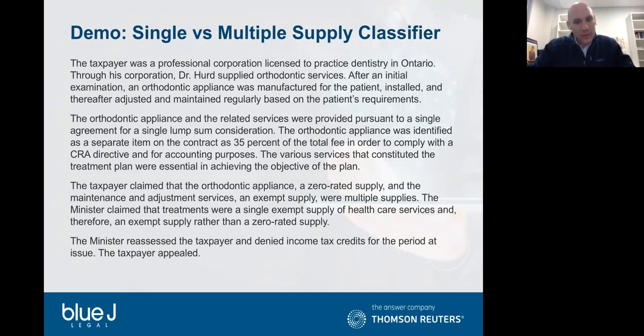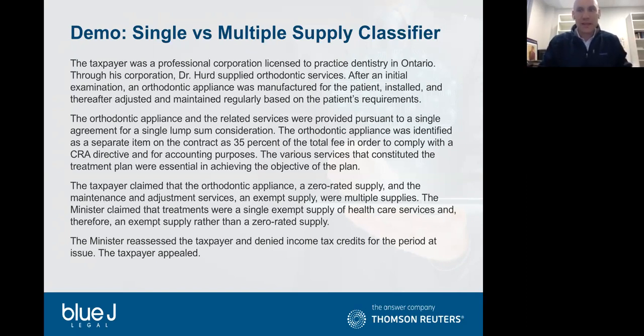So here, the professional corp claimed that the appliance was a zero-rated supply and the maintenance and adjustment services, pursuant to the treatment plan, were multiple supplies. Why would they want to do this? Well, and this goes back to the beginning, if something's a zero-rated supply, you can take input tax credits with respect to the cost of making that supply. If something's an exempt supply, you can't take input tax credits because it's just kind of out of the GST-HST input tax credit system entirely.